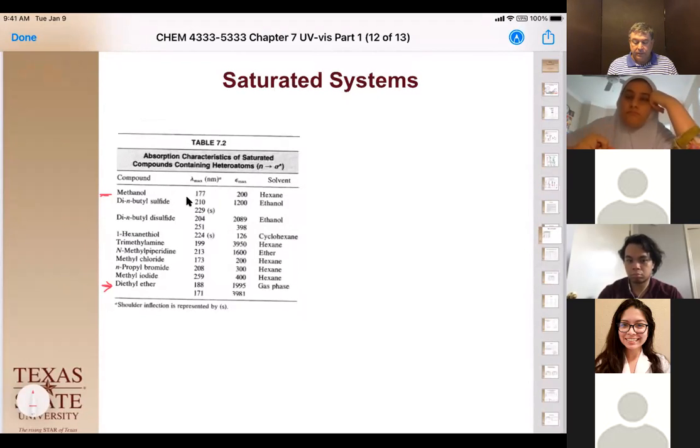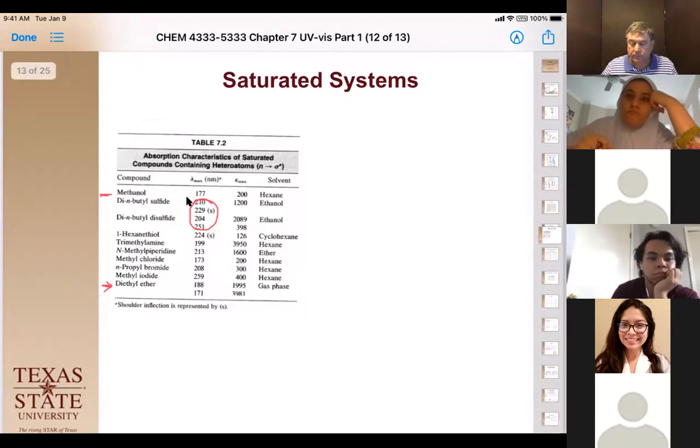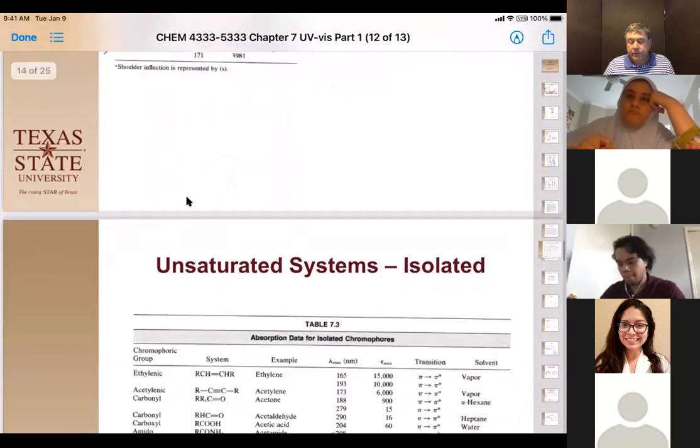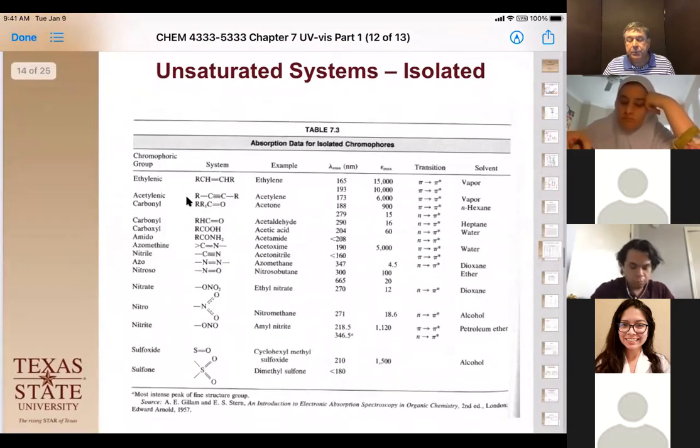Okay, but some of the other ones, like these sulfides, are starting to absorb in the 200s. They become poor solvents for the system. Okay, so that's the saturated system. So they're not really that useful to do a UV-Vis on the saturated systems. What we mostly do is do it in our unsaturated systems.